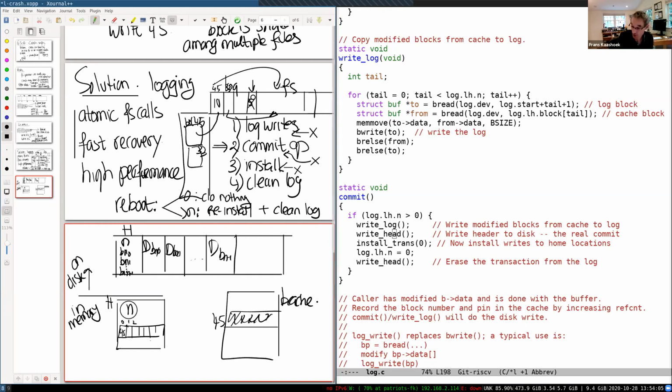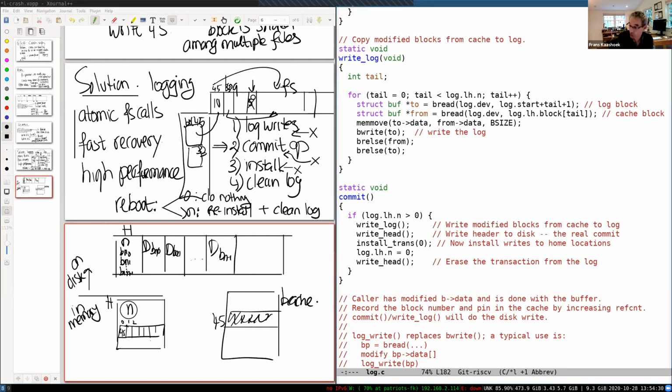Right. And so let's see. That's what write head does. Sorry, write log basically writes the blocks from the buffer cache into the log itself. So let's see what write log is, right above here. And you can see what it does. It goes through this array, one at a time, and writes each block to its position in the log.